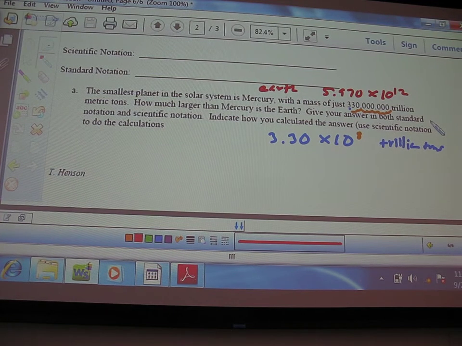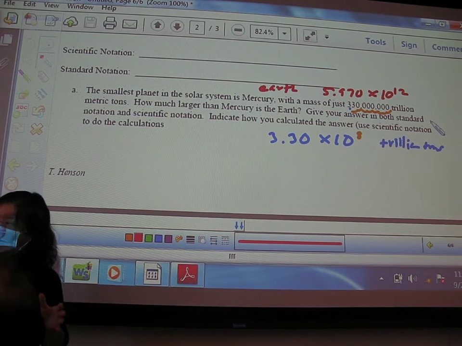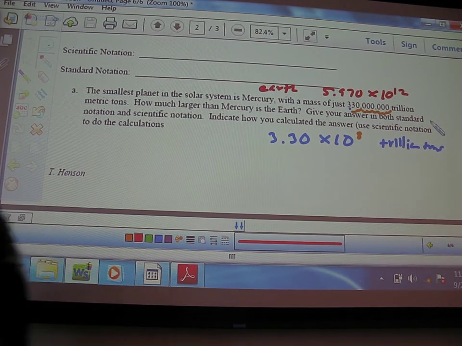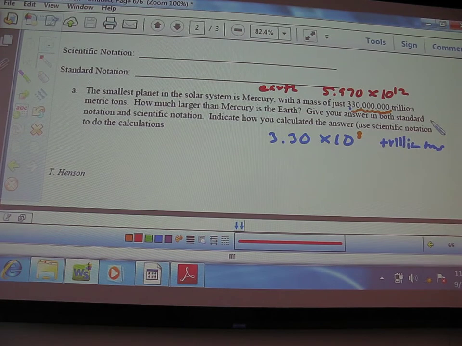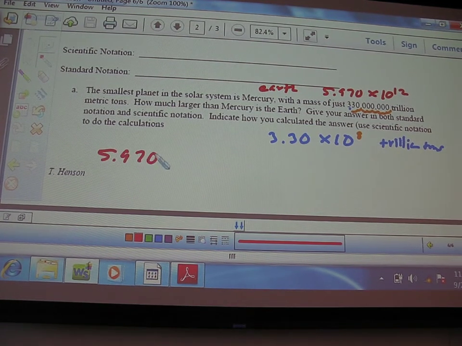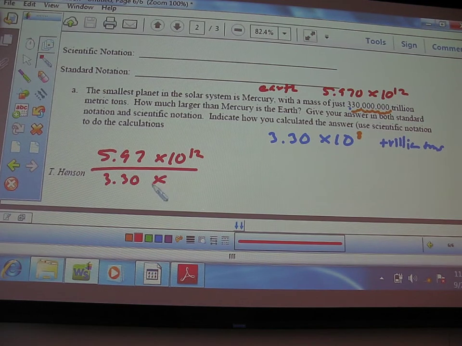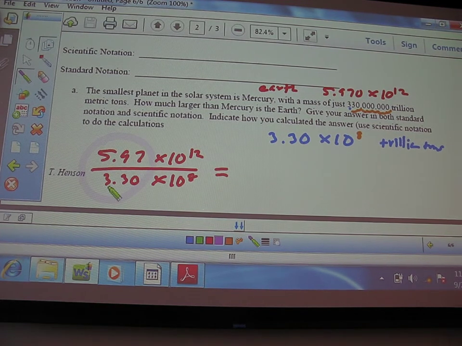I'm gonna take Earth and divide it, because division is really repeated subtraction, and figure out how many I can keep pulling out of it. So I'm gonna take Earth, and then divide by Mercury. I don't even need the extra zero, I'll leave it off. 10 to the 12th, divided by 3.30 times 10 to the 8th. Okay, so I'm going to do them separately. First I'm going to do the numbers part, find that, and then do this part. Do the two parts separately.